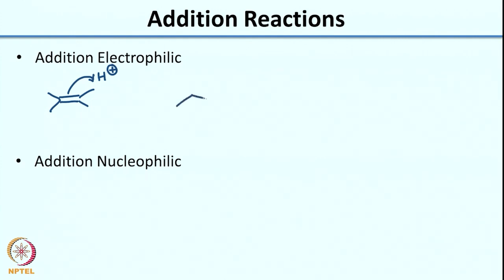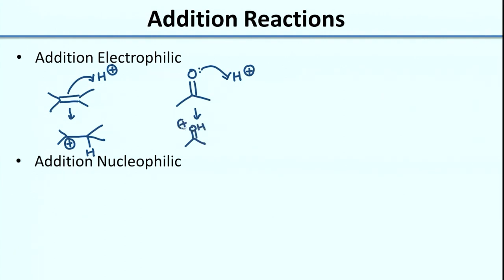You can also think of a double bond like this. So when you looked at the aldol reaction in the acidic medium, you can think of this as an example of an electrophilic addition. So in both these cases, I'll just quickly write what you get. In this case, what you end up getting would be a carbocation, and in this case, what you end up getting would be a protonated ketone.